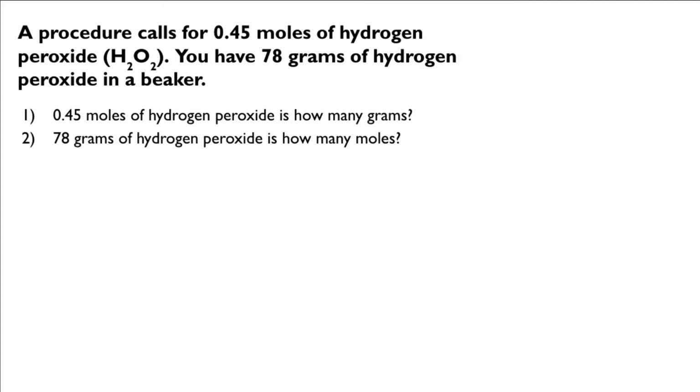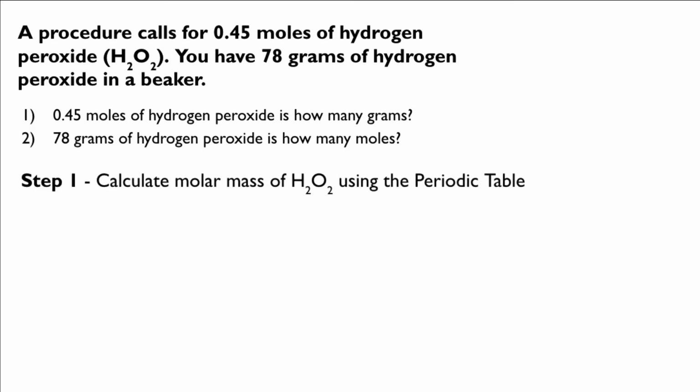A procedure calls for 0.45 moles of hydrogen peroxide, H2O2. You have 78 grams of hydrogen peroxide in a beaker. First question here says 0.45 moles of hydrogen peroxide is how many grams? And the second question says 78 grams of hydrogen peroxide is how many moles? So I am converting from moles to grams and from grams to moles.